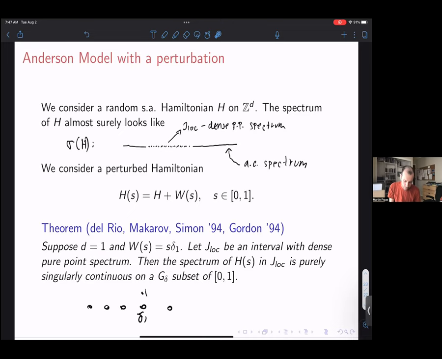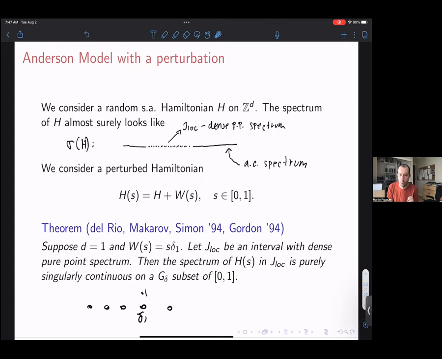And then J log, the interval of localized spectrum, is an interval exactly where the unperturbed Hamiltonian has dense pure point spectrum. The result states that if you add the perturbation, the spectrum in this interval, where previously you had dense pure point spectrum, is purely singularly continuous on a G delta subset of 0, 1. So as you start changing s and changing the perturbation, the spectrum inside this interval constantly changes from pure point spectrum to purely singularly continuous spectrum.